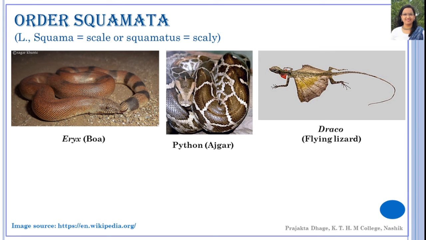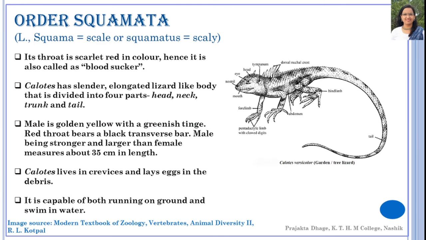You can see here the snakes and a lizard. This is python. Then you have boa, and of course, flying lizard. Let's talk about Calotes versicolor. Now this description here is all about Calotes versicolor, which belongs to order Squamata. Now its throat is scarlet red in color, hence it is called as bloodsucker. Calotes has slender elongated lizard-like body which is divided into head, neck, trunk and tail.